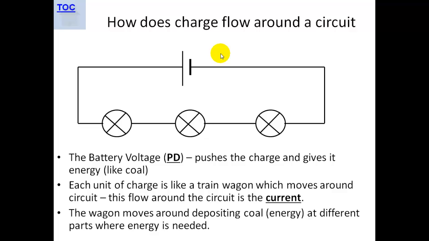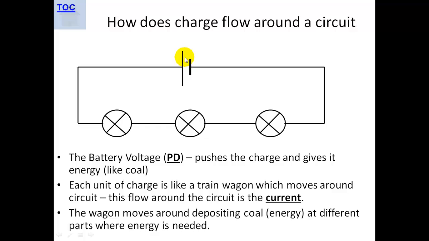First, let's have a quick look at what happens when charge flows around a circuit. We have a voltage or potential difference, which is a push given by the battery. It sends the charge around the circuit. The charge goes through all parts of the circuit here and comes back here. As it travels round, it releases energy to the light bulbs. So the battery voltage, the potential difference, gives the energy, gives the push.